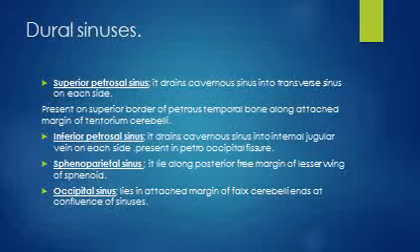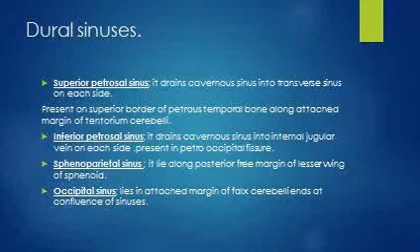These are paired sinuses which drain the cavernous sinus. Superior petrosal sinus drains the cavernous sinus into transverse sinus on each side, and it is present on superior border of petrous temporal bone along attached margin of tentorium cerebelli, while inferior petrosal sinus drains the cavernous sinus into internal jugular vein on each side, and it is present in petro-occipital fissure.